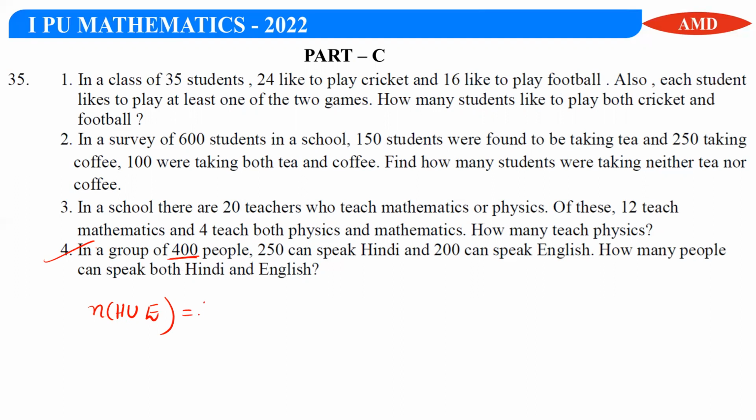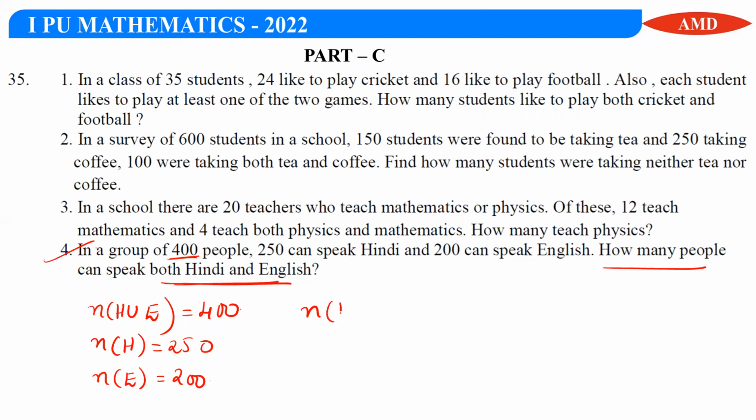So in total there are 400 people, out of which n of H, that is the Hindi speaking people, is 250. Then we have n of E equal to 200. And what are we supposed to find out? How many people speak both the languages? Both means the intersection. Whenever the word both comes, you should know you are supposed to find the intersection. You'll have to use the formula which I told you in the beginning.